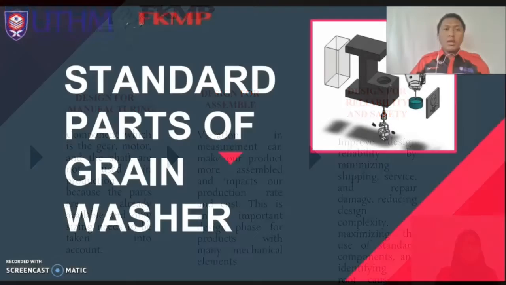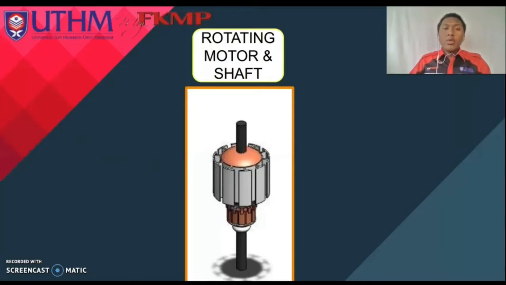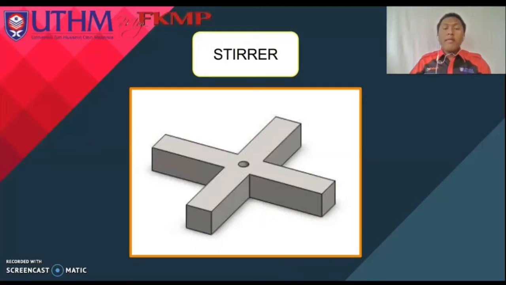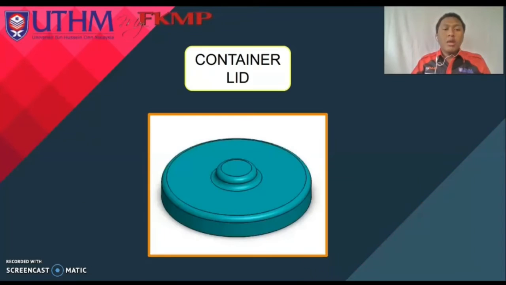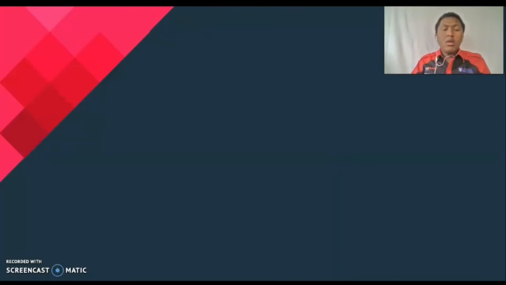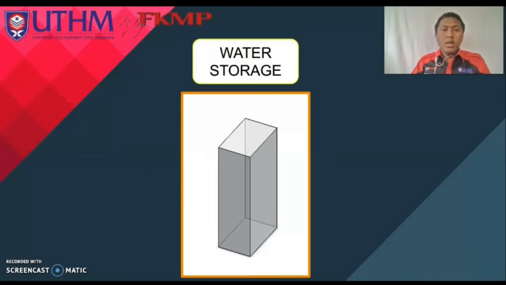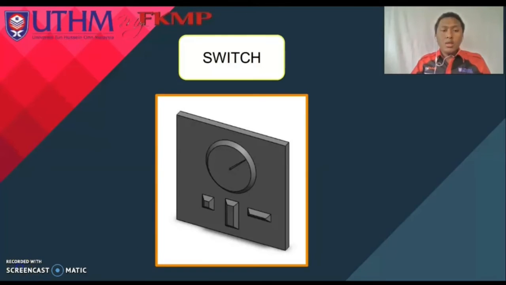Thank you. Hello, my name is Lukman Arafis and I will talk about the standard parts of the grain washer. We have three standard parts. The first is the rotating motor. The second is the shaft. The rotating motor and shaft are combined together. The third one is the stirrer. For the customized parts, we have 8 customized parts, which are body, container lid, grain sieve, jars, container base, water storage, rotating motor connector, and switch.